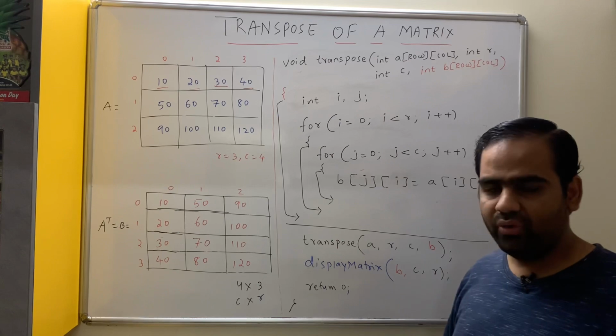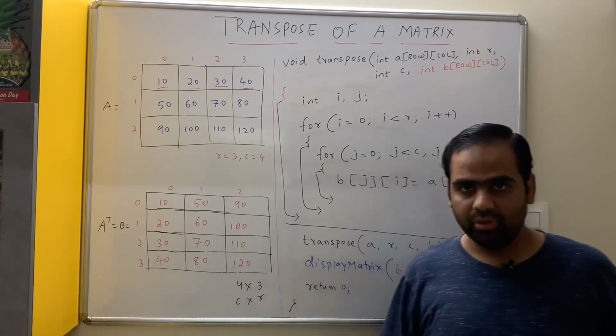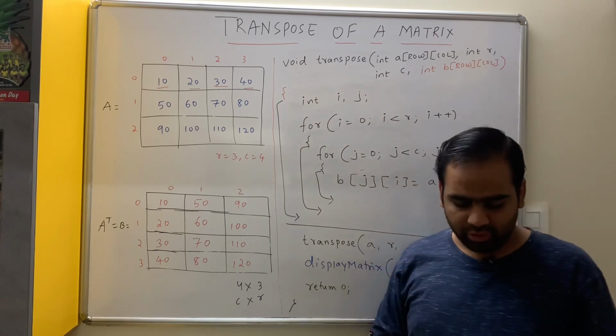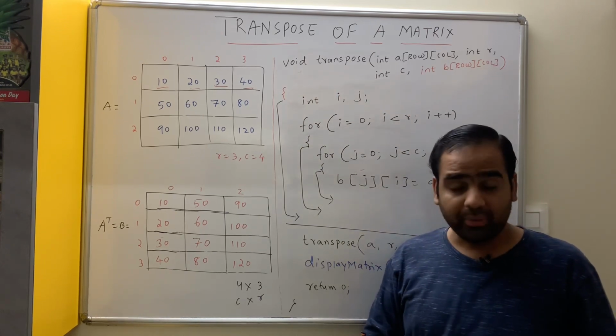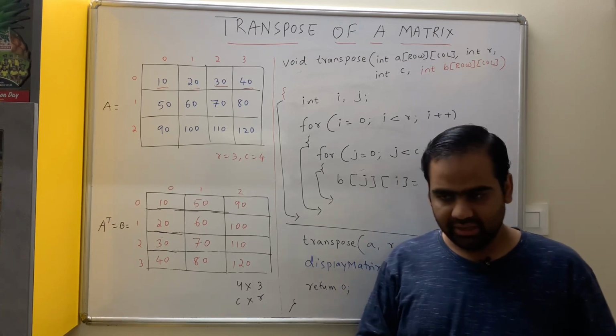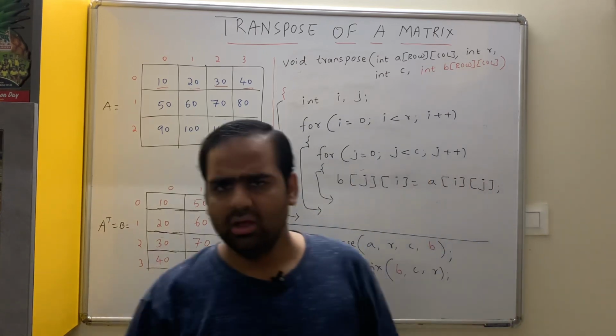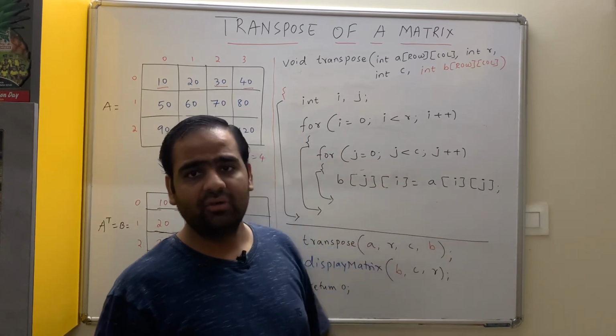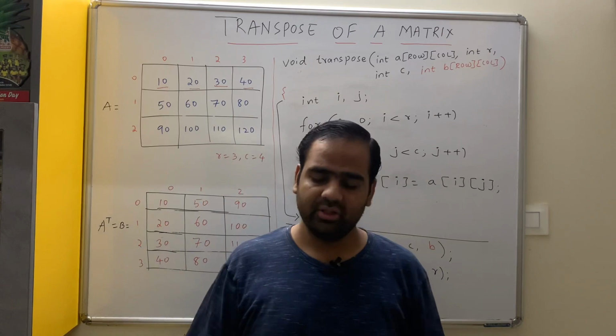This is how we get the transpose of the matrix. You have to write the appropriate prototype for the transpose of the matrix. Then you have to write the appropriate prototype for the read matrix and the display matrix. This is the simple method how we get the transpose of the matrix. B of ji is equal to A of ij for each and every element of the matrix.